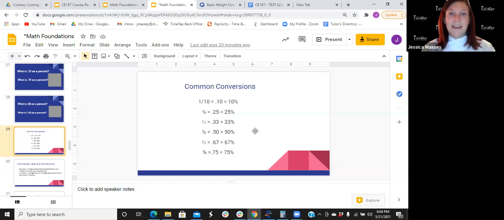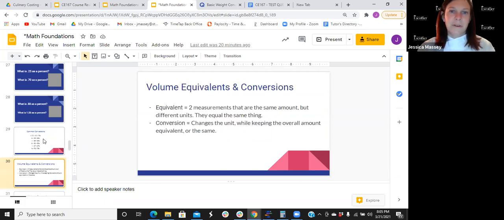Common conversions, again, this is just good stuff to know. You see these quite a lot. You have your quarter, your third, your half, 2/3, 3/4. These are different fractions, decimals, percents you see throughout all of culinary, really. So if you don't know these, you will eventually. Hopefully you're starting to already as you progress throughout your classes.